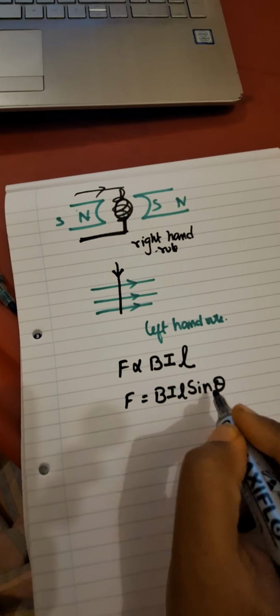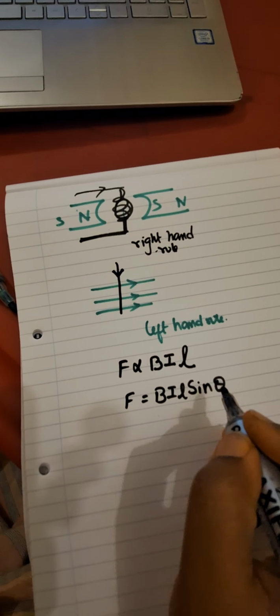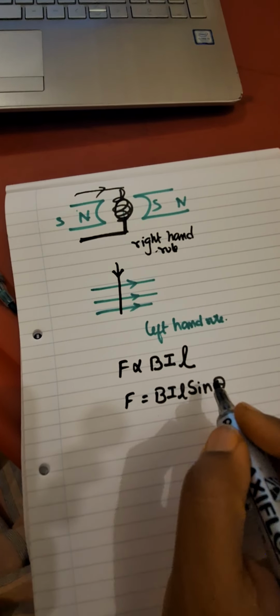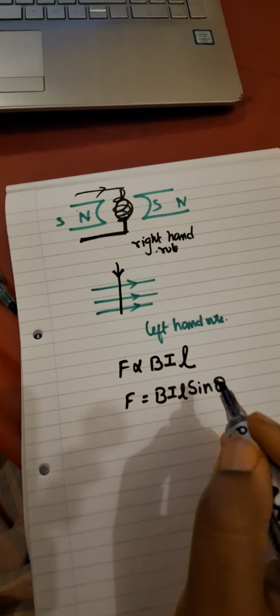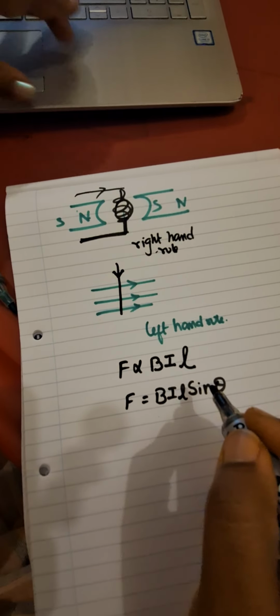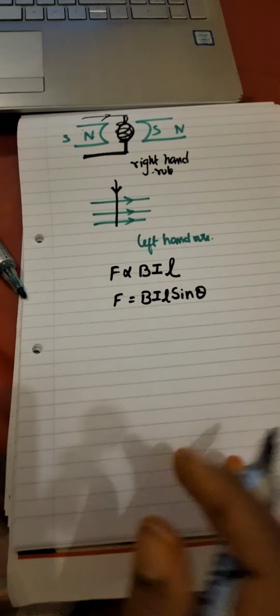Why am I bringing sin theta? Because in general, if the conductor lies at an angle theta with the magnetic field, then obviously it will create an angular component. So that angular component I am giving as sin theta. So finally I can say the mechanical force experienced is F is equal to BIL sin theta. Okay.